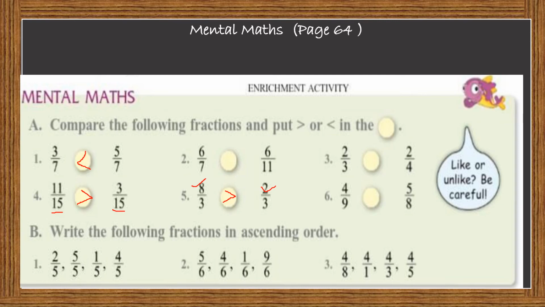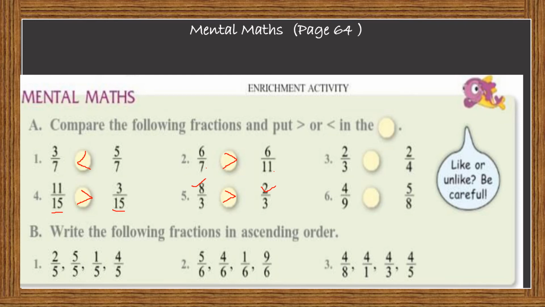And in unlike fractions, again we have two types: when the numerator is the same and when the numerator is different. First we will take the type when the numerator is the same. So here 6 upon 7 and 6 upon 11 are unlike fractions having the same numerator, that is 6. Just now we have seen that the fraction with the smaller denominator is greater. So among 7 and 11, which one is smaller? 7. So 6 upon 7 will be greater than 6 upon 11.